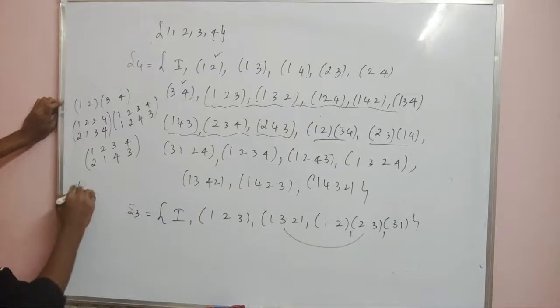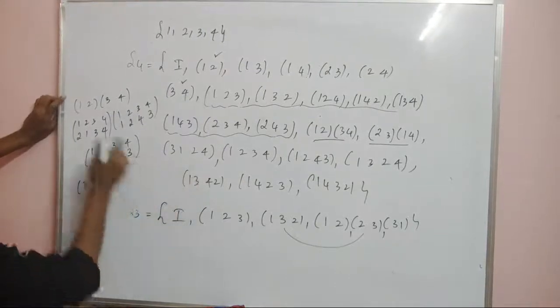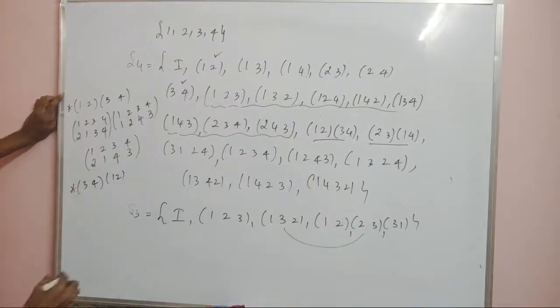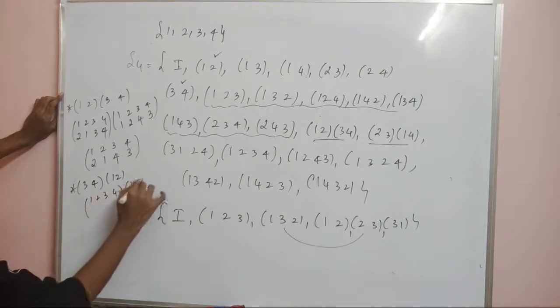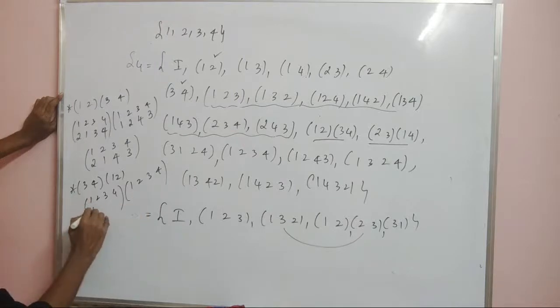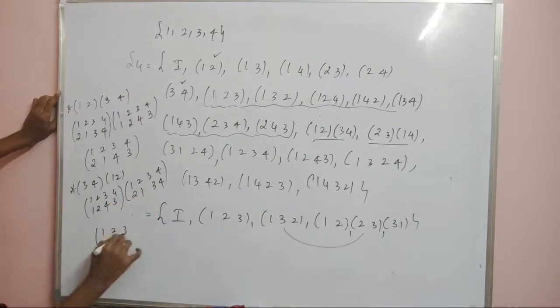Now we will find the product in the other order, 3 4 and 1 2. So this is 1 2 3 4, 1 2 3 4. Here 1 and 2 are fixed. This is 4 3, and here 3 and 4 are fixed. This is 2 1.